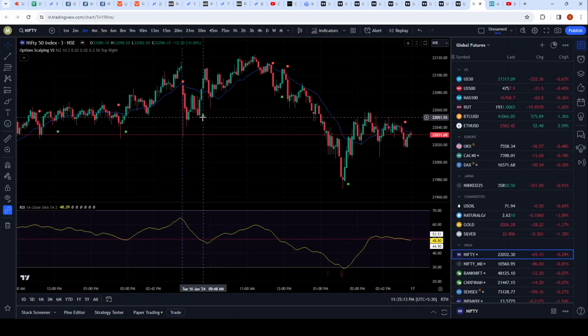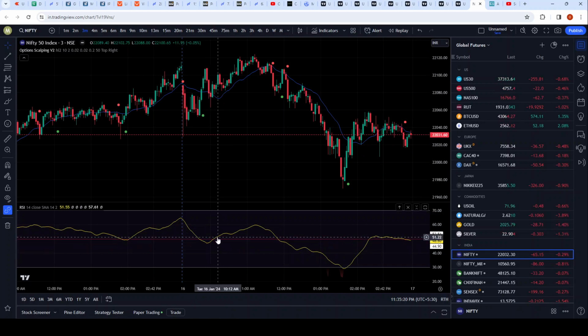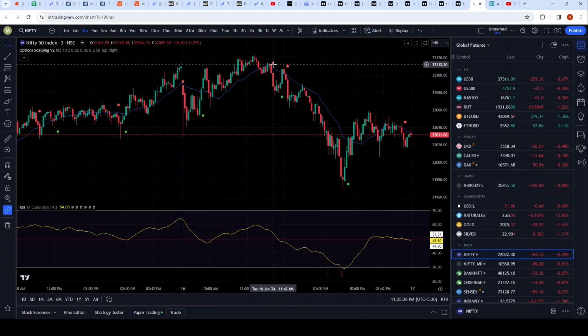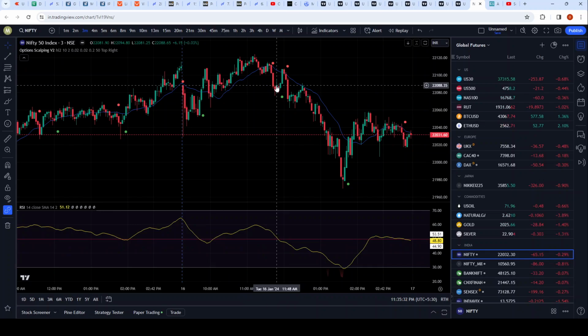What we see is a green dot over here, but we do not buy immediately. We wait for the yellow line to come above the red, which happens somewhere over here. So somewhere over here, we initiate a buy, and then we collect profits all the way up till here. We see a red dot over here, but we do not sell because the yellow line has still not come below the red line. We wait.